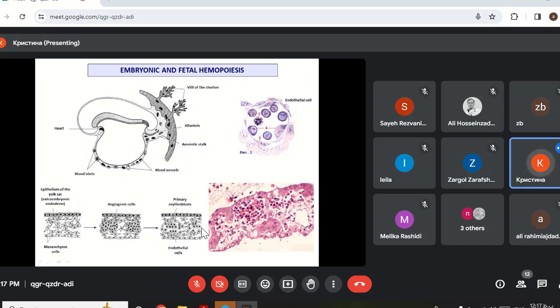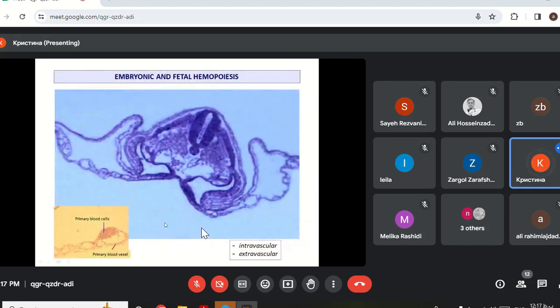Next, the process of hematopoiesis goes into the embryo itself. So the first blood vessels and first blood are formed outside the embryo, and only afterwards in the embryo itself, while it develops.